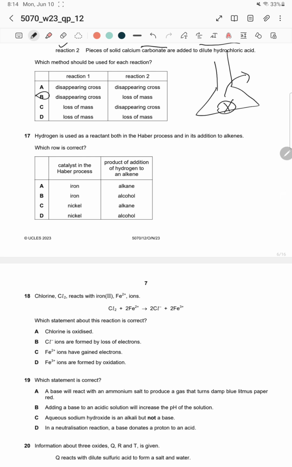Question number 17. Hydrogen is used as a reactant both in the Haber process and in its addition to alkenes. Which row is correct? Catalyst in the Haber process, yes, nickel, no, iron. In the Haber process the catalyst is iron, and the product of addition of hydrogen to an alkene is an alkane. So the correct option for it is A.